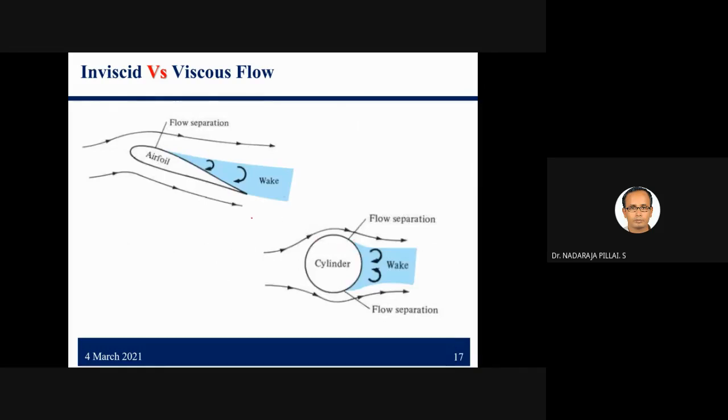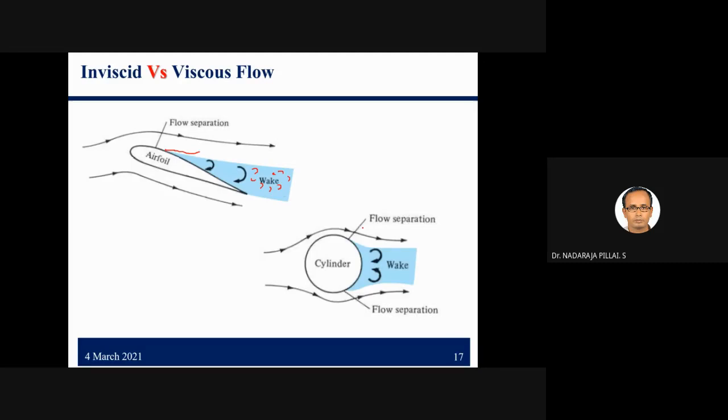So here you can see the flow separation, right? The flow separation is because of the viscous nature, right? And there is a wake region. Once the wake region is formed, there is a change in pressure and all those things. But still, this is because of the skin friction, right? The flow separation happens because of the skin friction. The similar case is in the circular cylinder also, right?